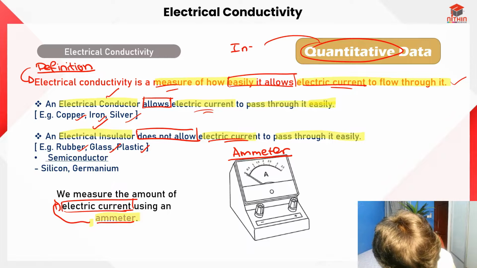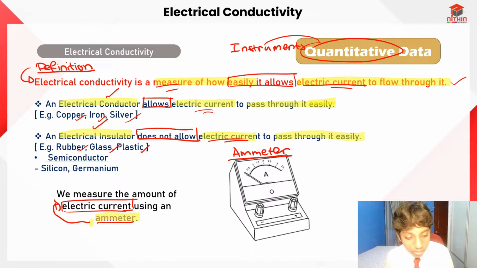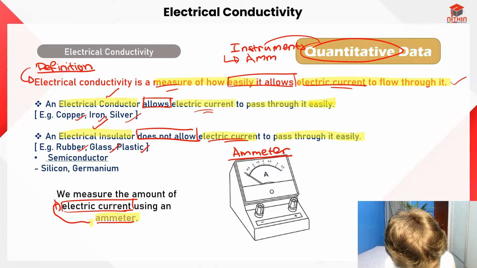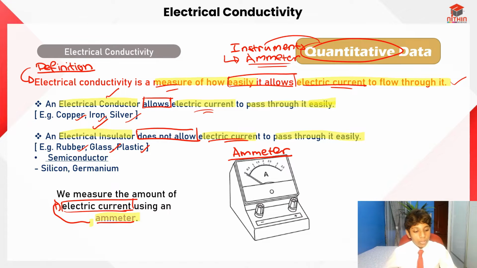It is quantitative data because we are using instruments such as the ammeter. I hope you understood this part of electrical conductivity. Now let's move on.